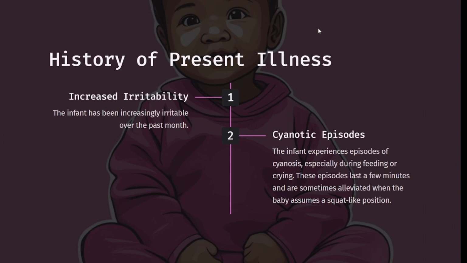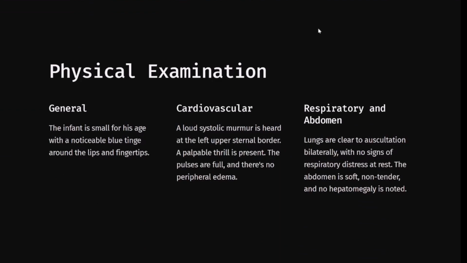Physical examination: general. The infant is small for his age, with a noticeable blue tinge around the lips and fingertips. Cardiovascular: a loud systolic murmur is heard at the left upper sternal border. A palpable thrill is present. The pulses are full, and there's no peripheral edema. Respiratory: lungs are clear to auscultation bilaterally, with no signs of respiratory distress at rest. Abdomen: soft, non-tender, no hepatomegaly noted.